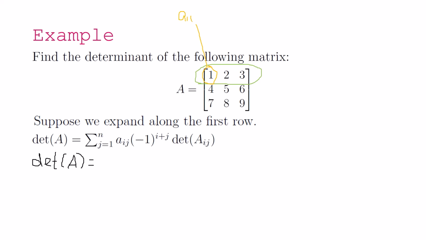Notice that the A11 entry will just be 1. So we'll have 1 times negative 1 to the power of 1 plus 1 times the determinant of the minor matrix A11, which is the matrix that we get when we take out the first row and the first column of A and just take the remaining entries. So this would be the matrix with the entries 5, 6, 8, 9.